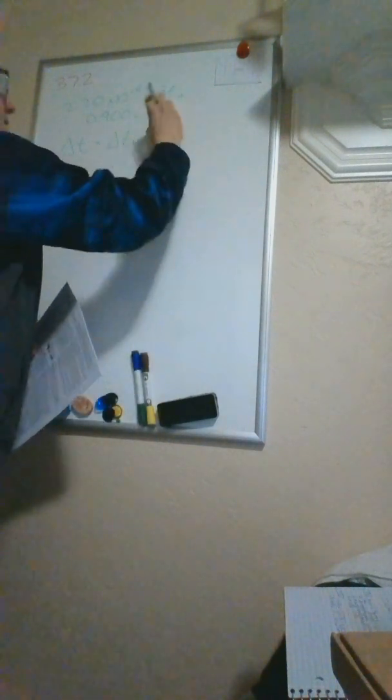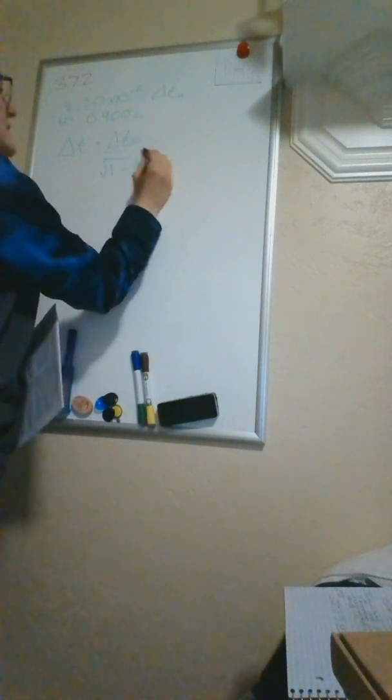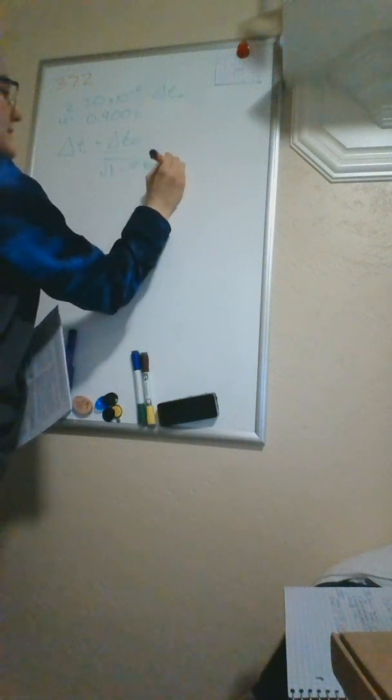And what this is really equal to is 1 over the square root of 1 minus u squared, which this is our u. So this is going to be 0.900 c, and that's squared, and all of that's over c squared. So then we're just going to solve that, plug in our numbers.